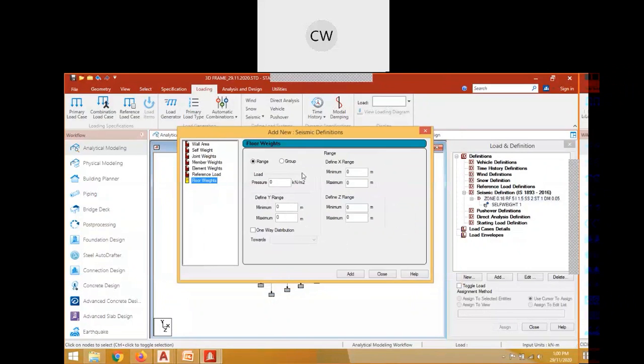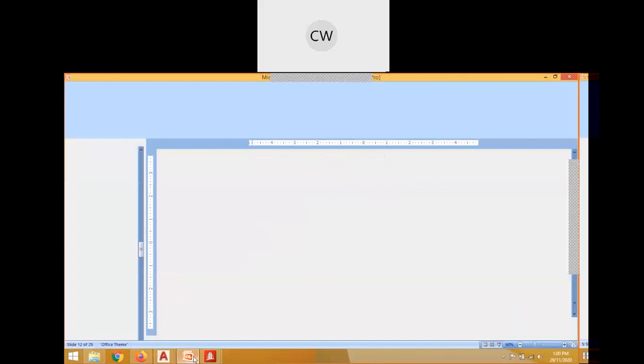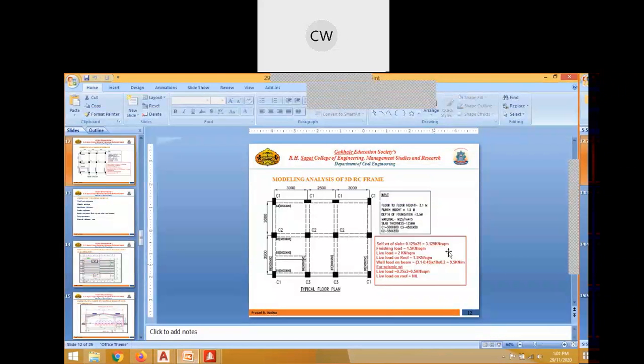Now here it is important. The self weight of the slab is 3.5, and we will add 1.5 as a finishing. So how does the total work out? I will just show you this PPT. Is it visible to you? Yes, sir.